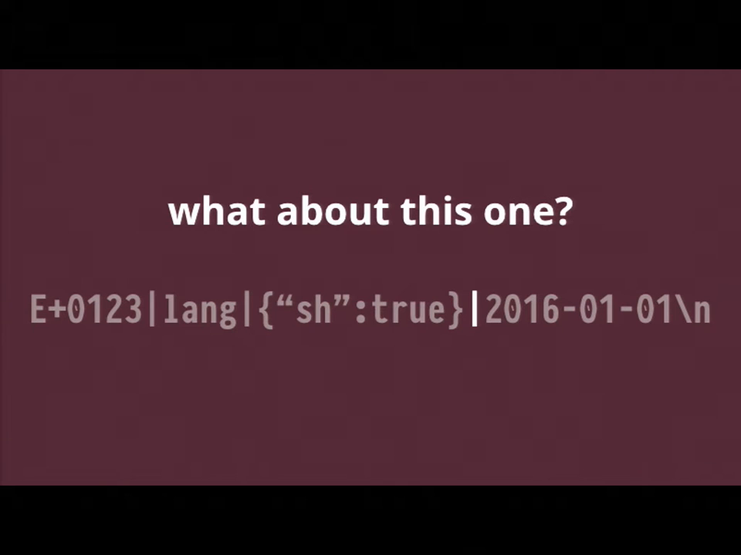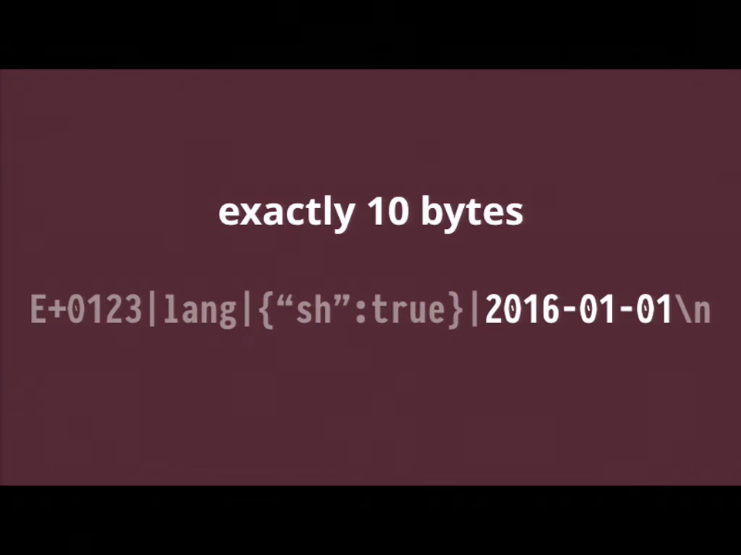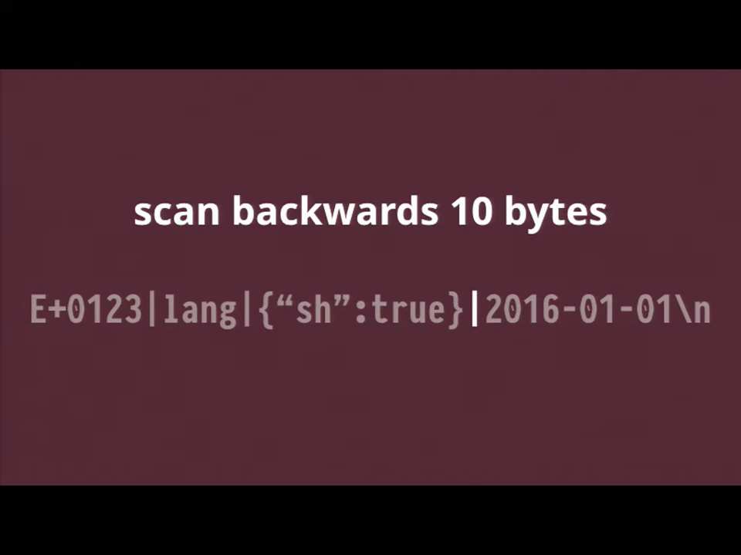So what about this pipe? You might have noticed we missed one, so how are we going to get that? Well, we know that the date is always exactly 10 bytes, so we can scan backwards 10 bytes and locate the token. And so we're good. We've located all of our separators without kind of breaking the bank.